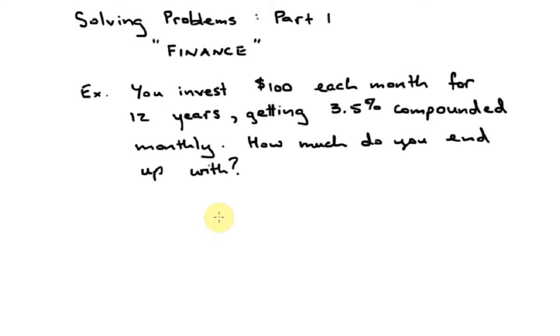All right, let's read the example that I have here. It says you invest $100 each month for 12 years, getting 3.5% compounded monthly. How much do you end up with?